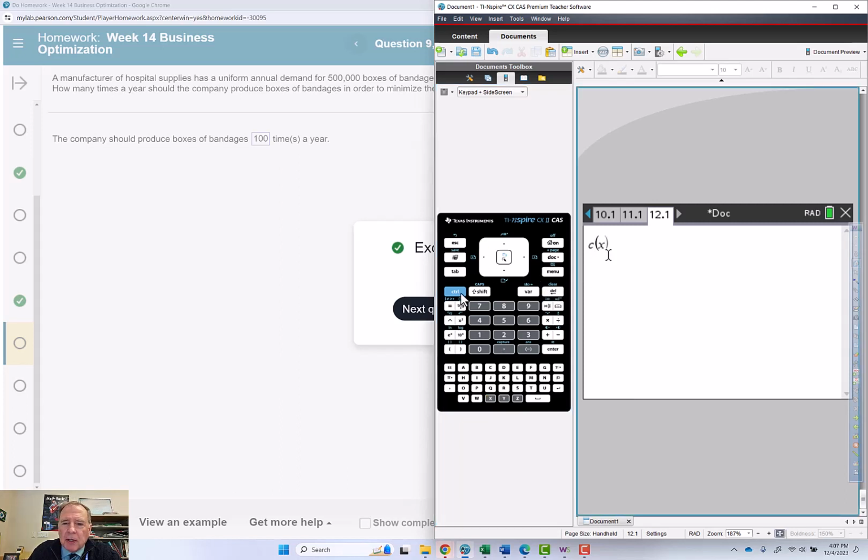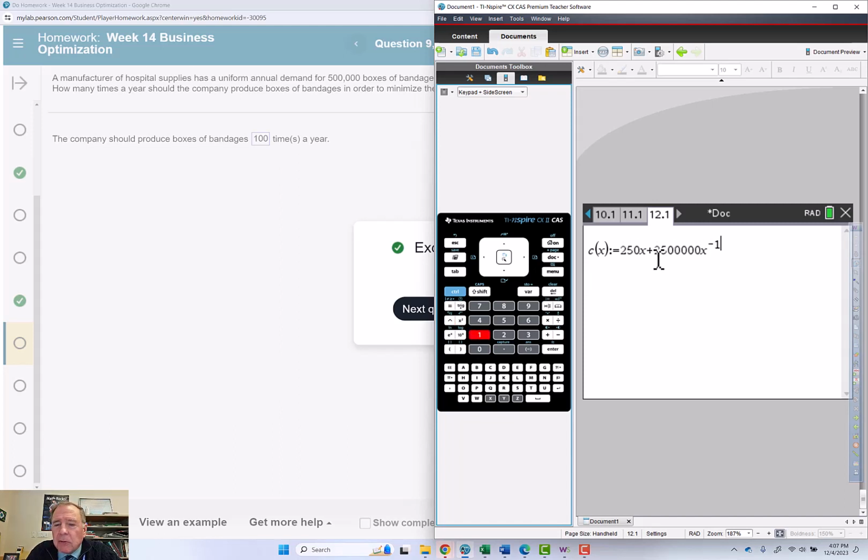Cost as a function of X is defined as 250X plus 2,500,000 times x to the power of negative 1. So it's 1, 2, 3, 1, 2, 3.